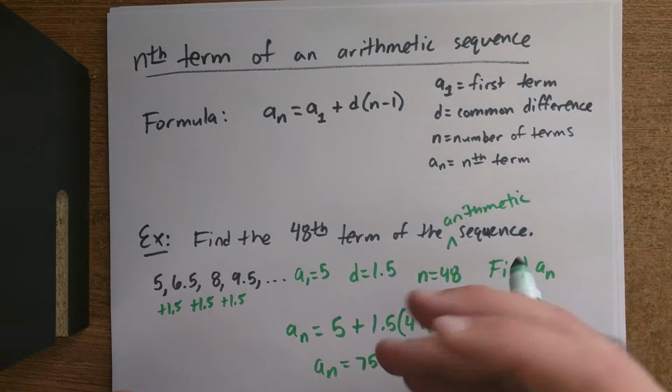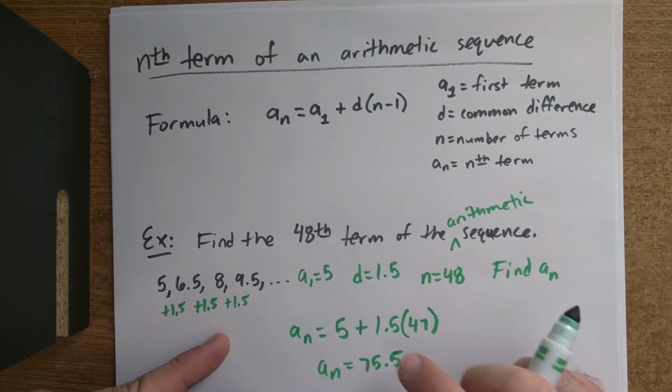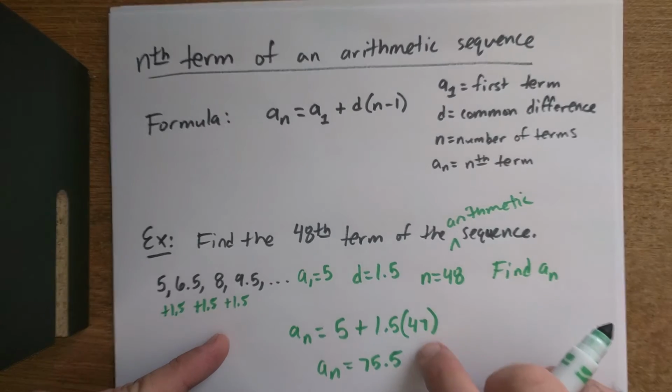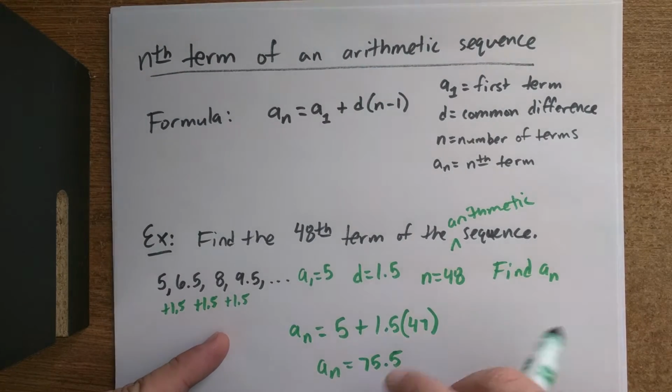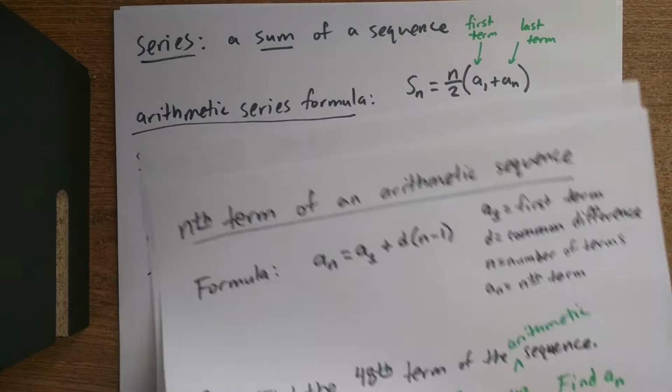Or another way I could justify using the formula is, what if I asked for the 500th term? Would you rather add 1.5 or use the formula? If you're going to try to find the 500th term, you'd rather use the formula. Alright, so that's pretty easy. Let's go on to the next one.